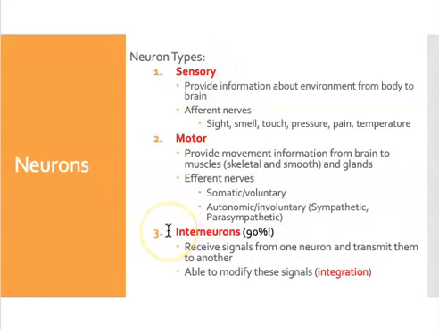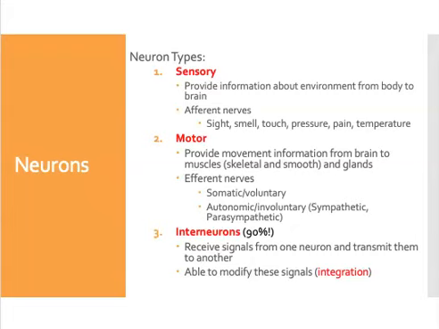Finally, there are interneurons. Interneurons actually make up 90% of all of the neurons in the nervous system. That's an amazing number. Interneurons function to receive information from one neuron and simply transmit it to another neuron. So they are the middlemen neurons. They receive information from one and send it along to another.